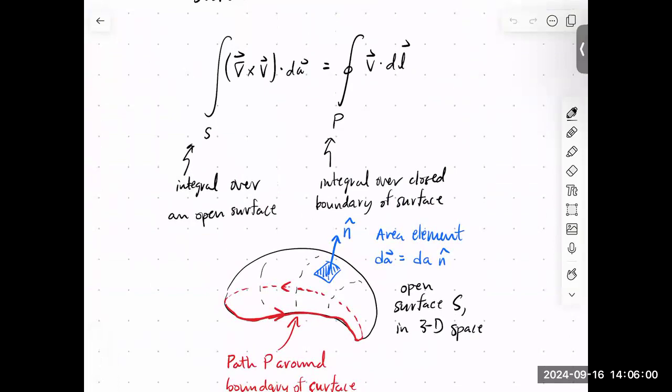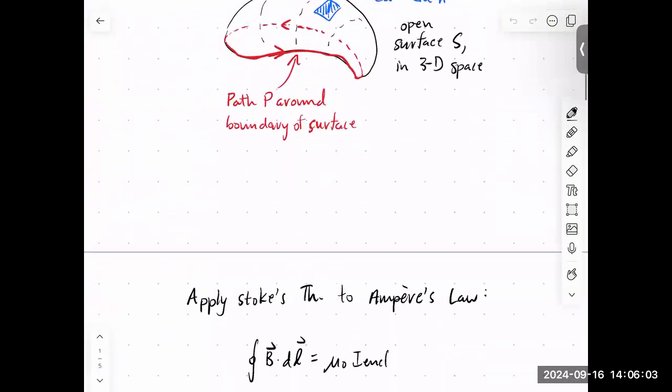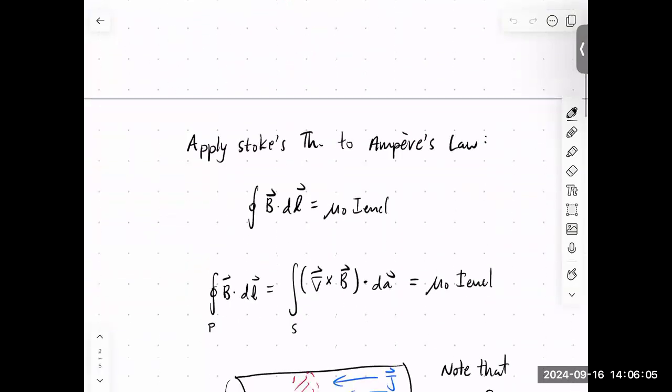So we should be able to re-express that as the curl of B. And so this line integral around a closed boundary is the same as the curl of B integrated over some surface that has that boundary. And then that has to be equal to mu naught I enclosed.